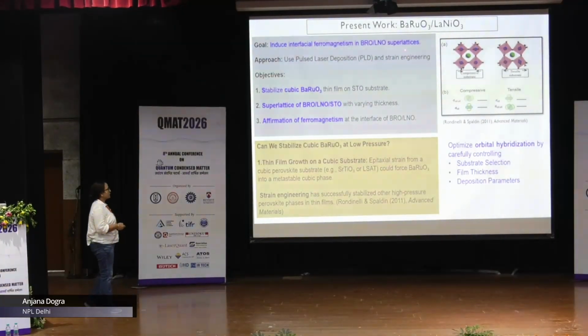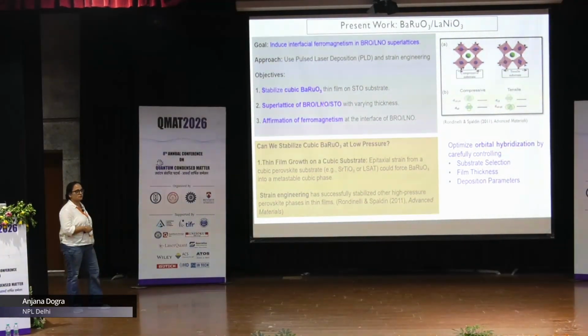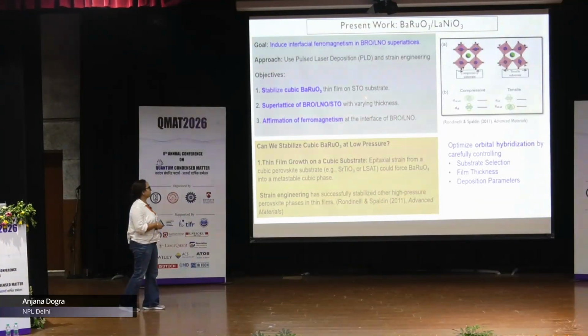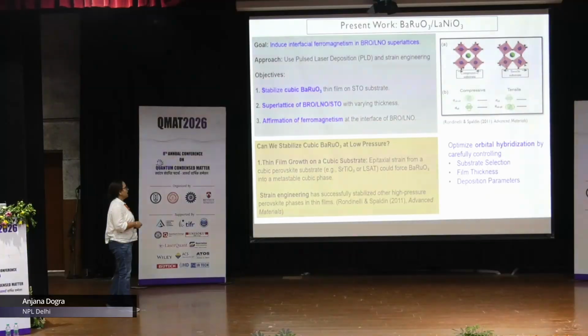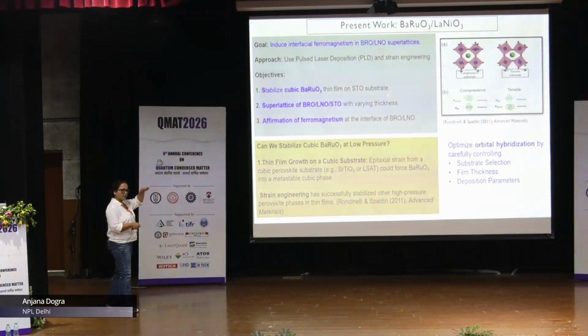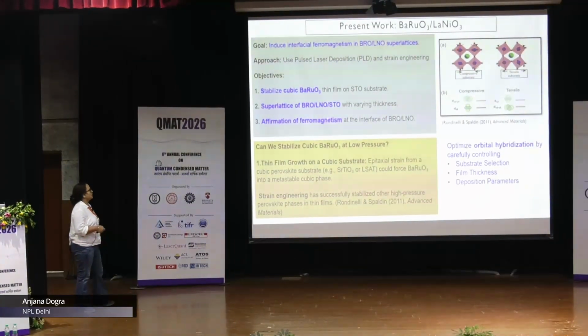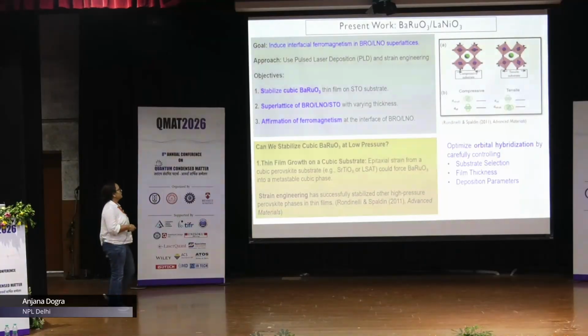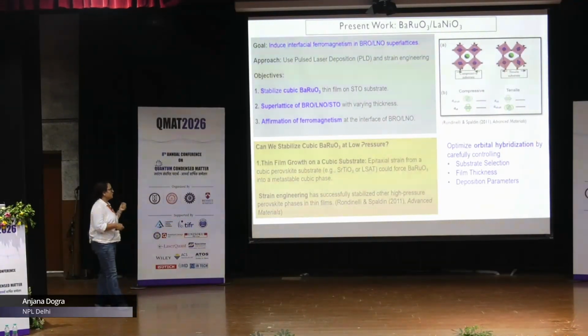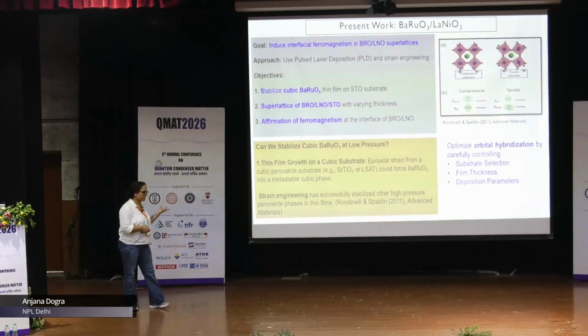and before that we would like to stabilize our cubic phase of BaRuO3. At present our focus is on the STO substrate, and later on BRO, LNO, STO superlattices with varying thickness of the layers, which we would like to optimize, and then see whether we are able to induce ferromagnetism in these structures or not. So, how do we believe that we can stabilize the cubic structure or not?